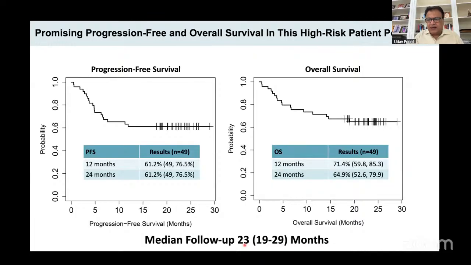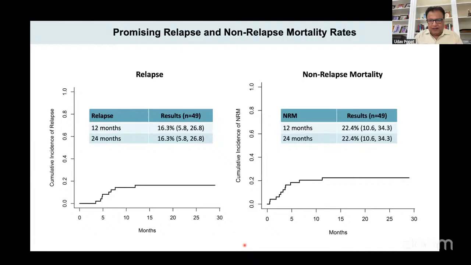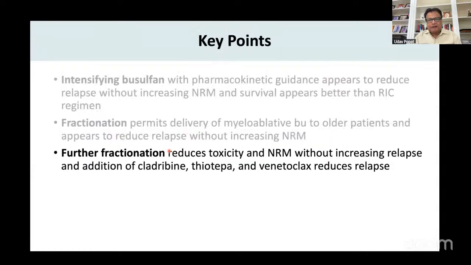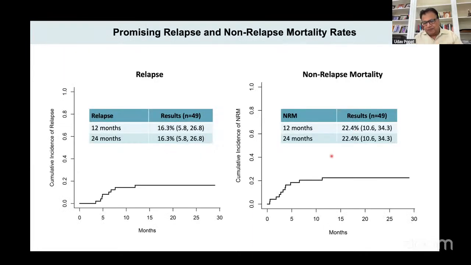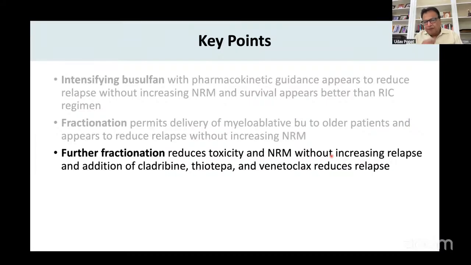So this is one idea of how you reduce relapse rate: perhaps fractionate the regimen, give a myeloablative regimen even to older patients, and add multiple agents with anti-leukemic activity. The relapse rate here was 16%. As you can see, we would have expected something like 60% relapse rate in this high-risk cohort of patients, and without much increase in non-relapse mortality. So further fractionation reduces toxicity and non-relapse mortality without increasing relapse rate, and you can add additional agents like cladribine, thiotepa, and venetoclax to reduce relapse.